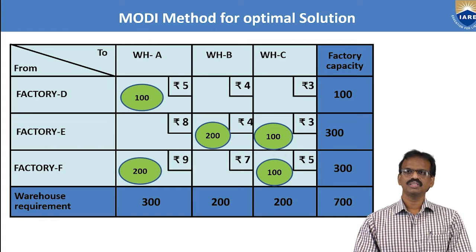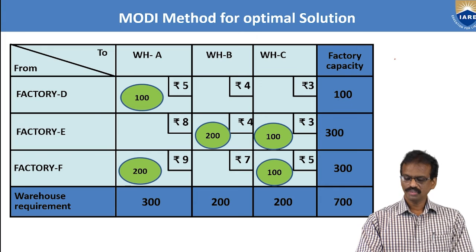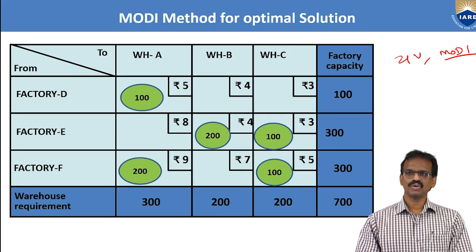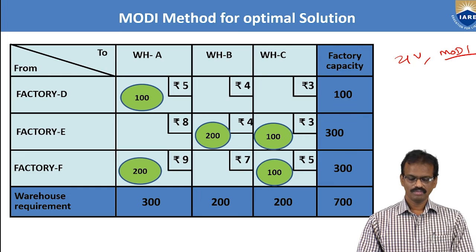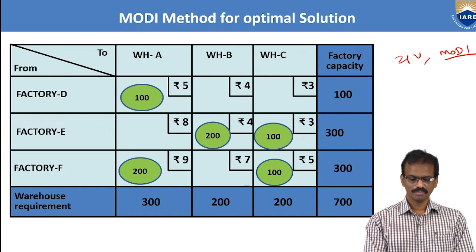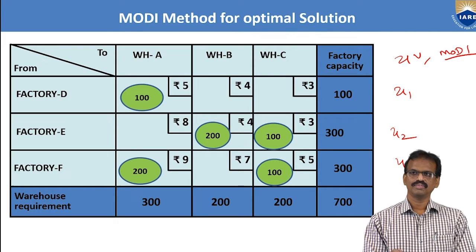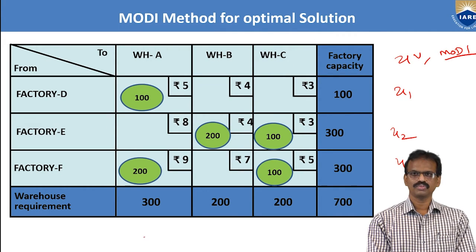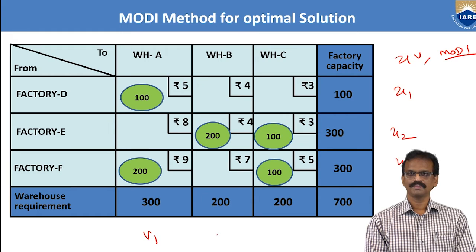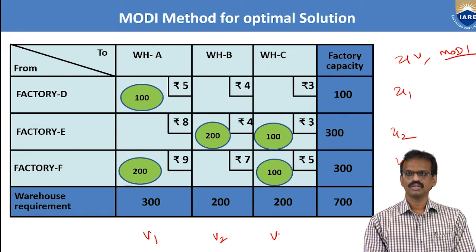We check it by using the UV method. The UV method or MODI method, both are the same: the modified distribution method. Here we represent the first row as U1, the second row as U2, and the third row as U3. Similarly for the columns, the first column is V1, the second column is V2, and the third column is V3.